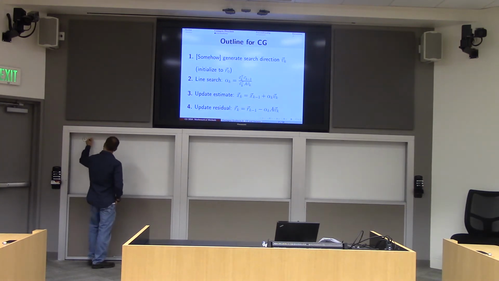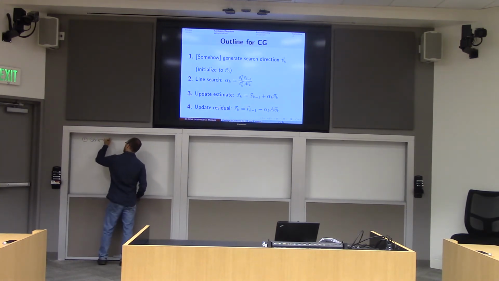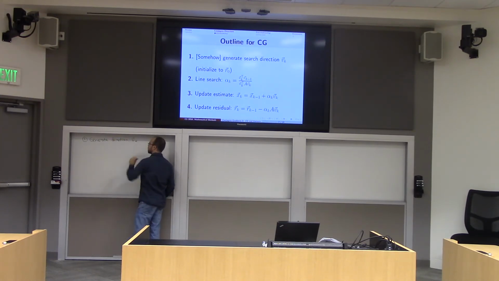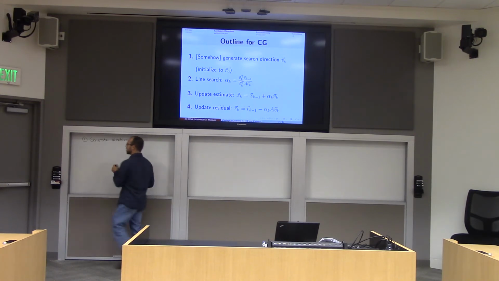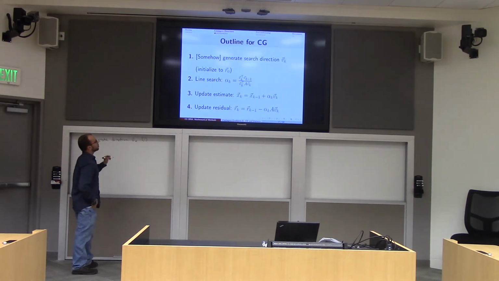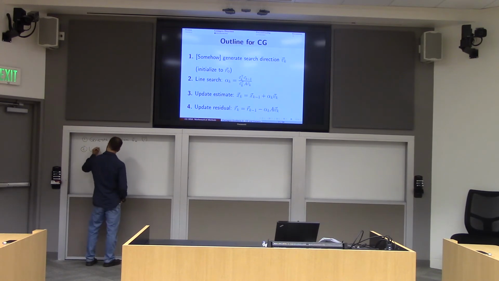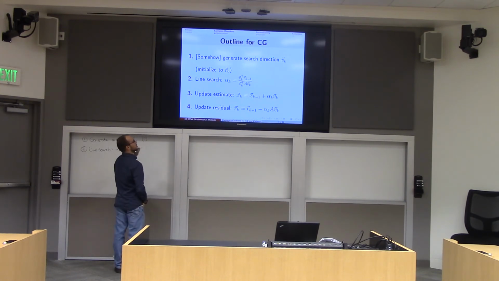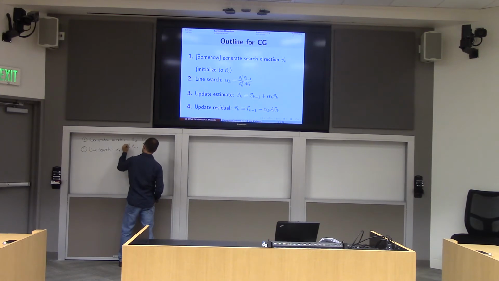So again, we're going to generate the direction vk. Right? And so far we don't know how to do this. We'd like these directions to satisfy some nice properties, and we're going to figure that out in a second. Then what do we want to do? After that, we're going to do some line search. And this is just alpha k, equal to vk transpose r k minus 1, over vk transpose A vk. I always get these formulas wrong.